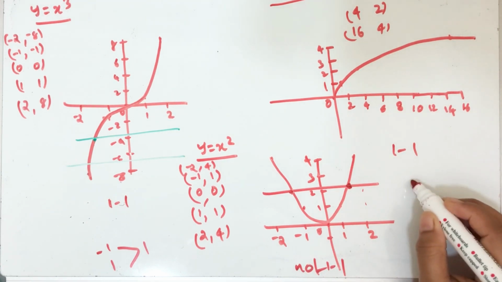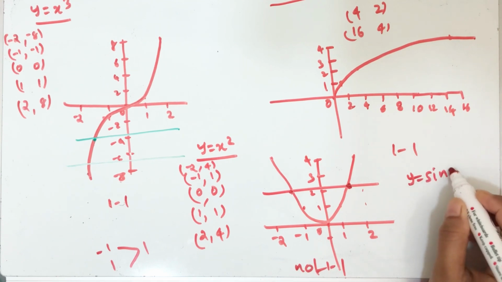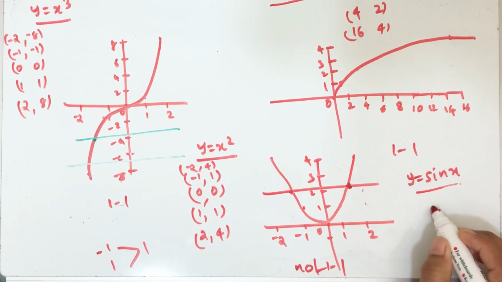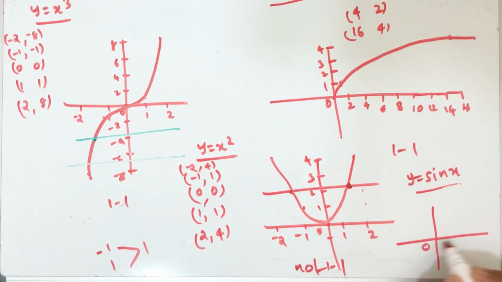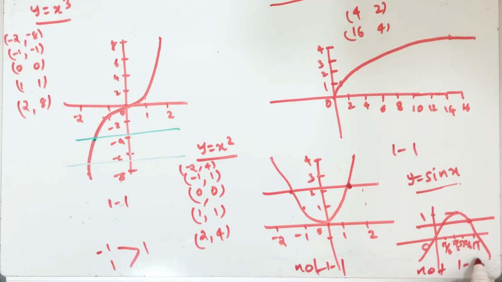Next, consider the graph of y equal to sin x. We know the graph. We can consider the interval 0 to pi. The graph will be like this. This is 1. Here we can draw the points pi by 6, 5 pi by 6, like that. Then if we consider a horizontal line, it meets at 2 points. So it is also not 1-1.